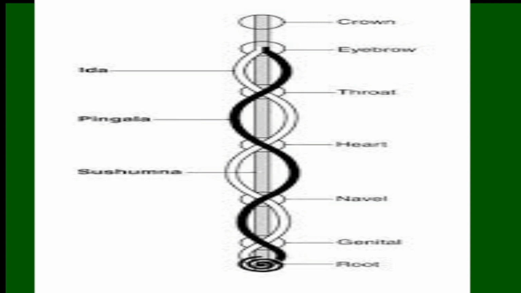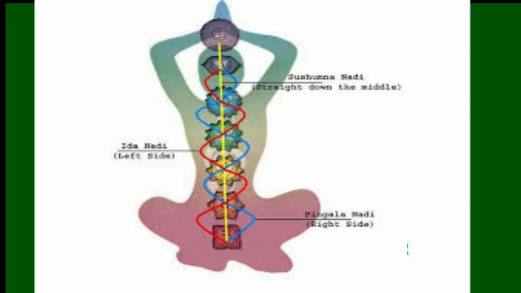So these two nadis, that is Ida and Pingala, rise up like twin snakes and they meet at 6 points on the spinal cord. These six intersection points are the points where the chakras are formed.